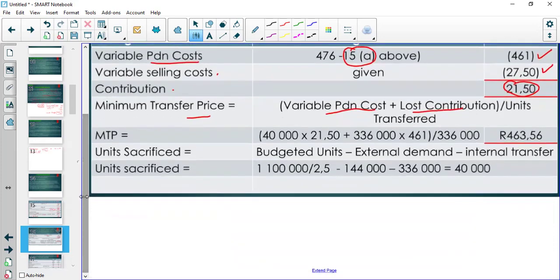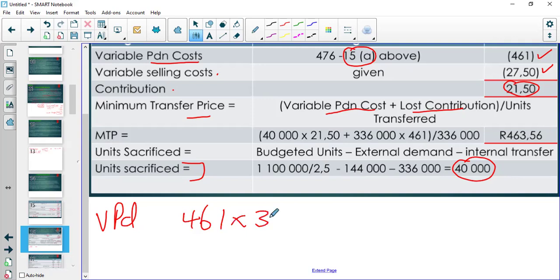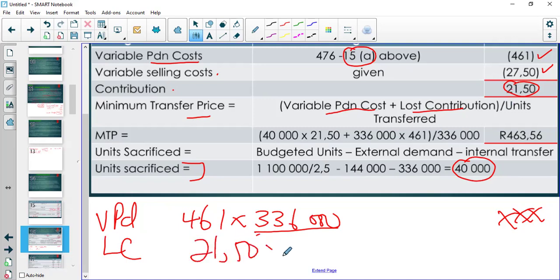So I don't know if I did this right. This is the unit sacrificed, which we already calculated. So the variable cost of production is going to be equal to 461, right, multiplied by 336,000. That's the total variable cost of production. Remember, this 336 is what we're transferring. And what else do we need to include here? Lost contribution. The contribution is 21 rand 50 per unit, multiplied by 40,000 units.